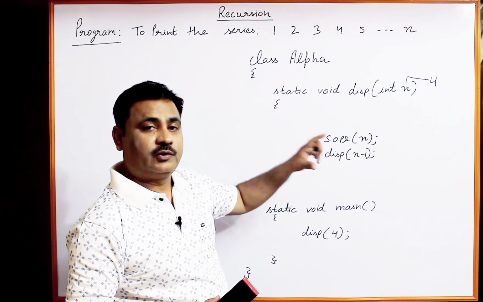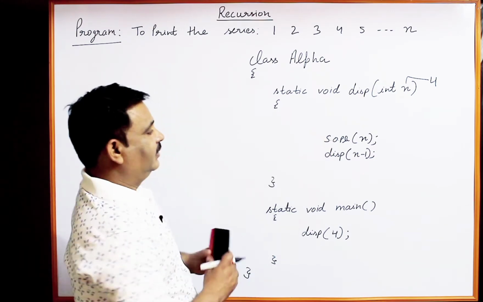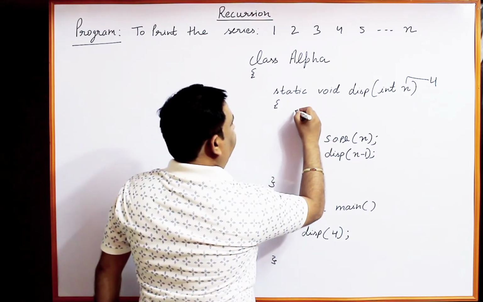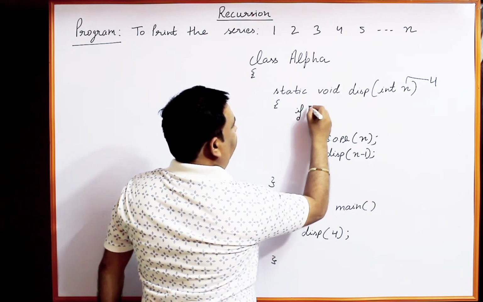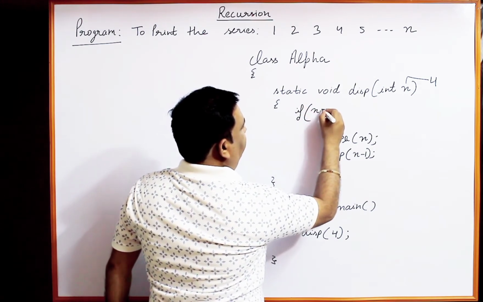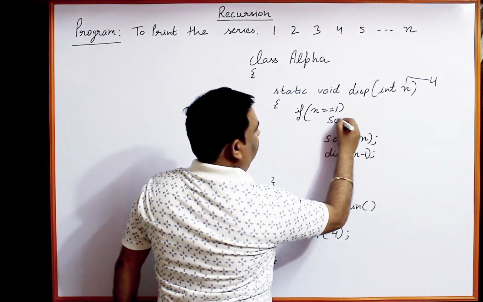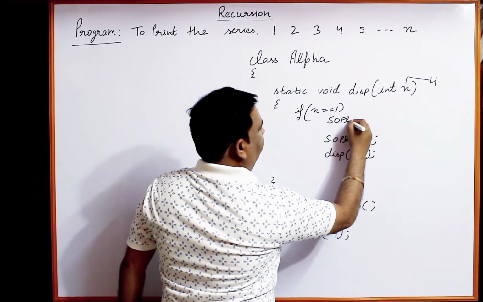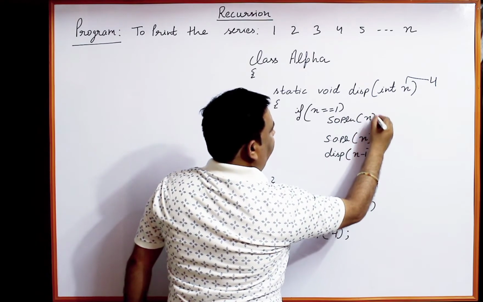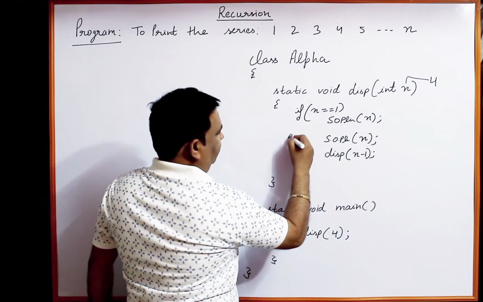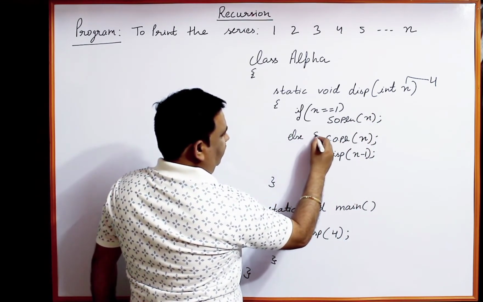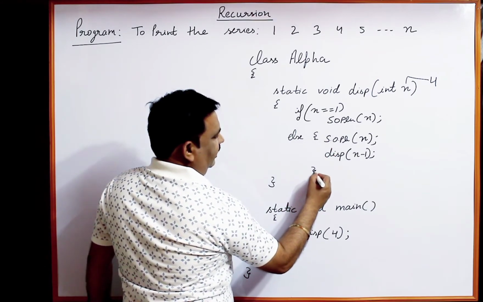Now we have to control it. We have to make it finite. I am going to put one condition here: if n is equal to 1, System.out.println(n), else I am putting these two statements in the else block.